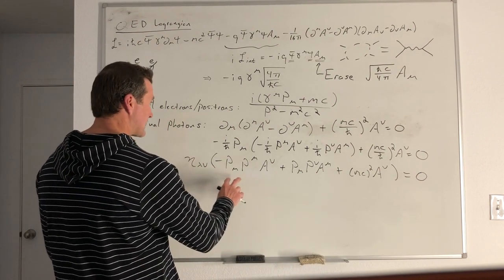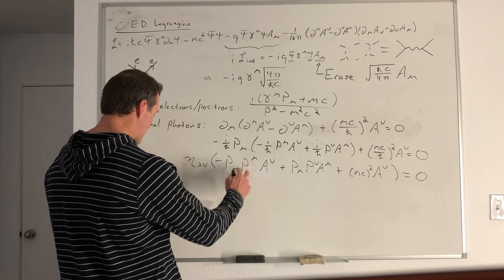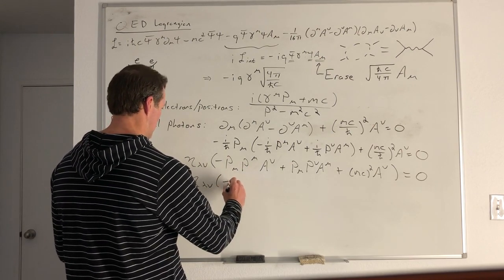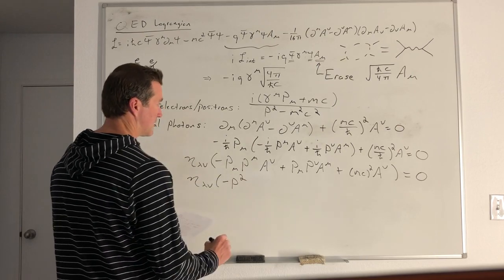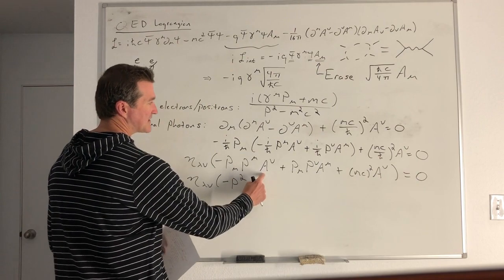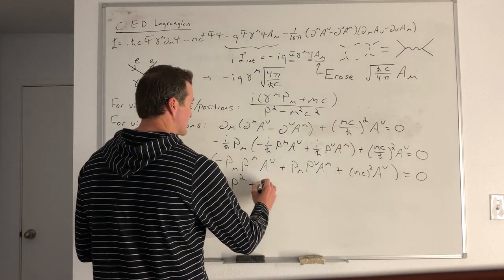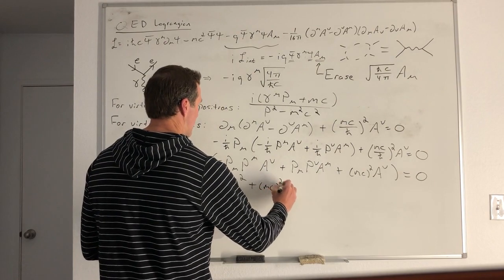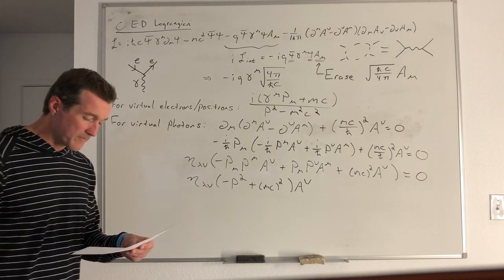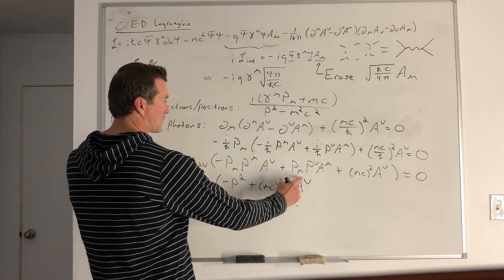Then I can come in and I can do the following. I can say, okay, this is p mu, so that's p squared. And then I'm going to take this term and I'm going to go ahead and pull it over here because these two terms already have a nu in them. So this is going to be plus mc squared times a nu. And then what's going to be left is eta lambda nu times this guy.